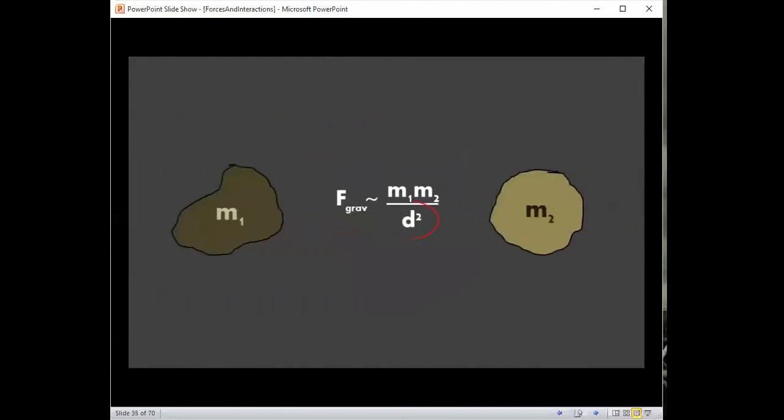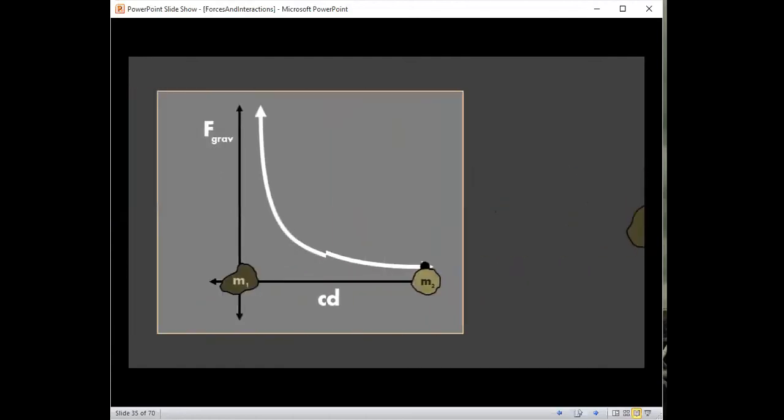So that's the top part, but what about this bottom part, d squared? This is called an inverse squared relationship. Inverse because it's in the denominator, and squared because it's squared. And as it turns out, nature really likes these inverse squared relationships. This is true for gravity, and as we will see, it's also true for the electric force. So what does an inverse squared relationship mean?